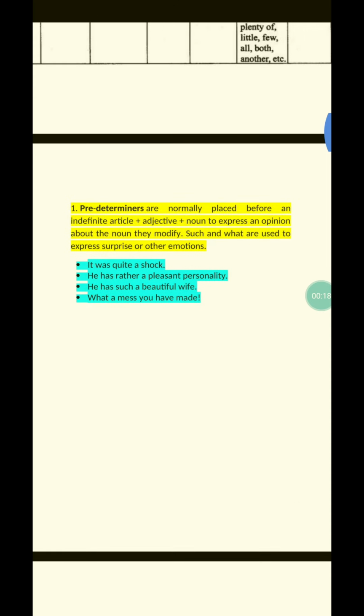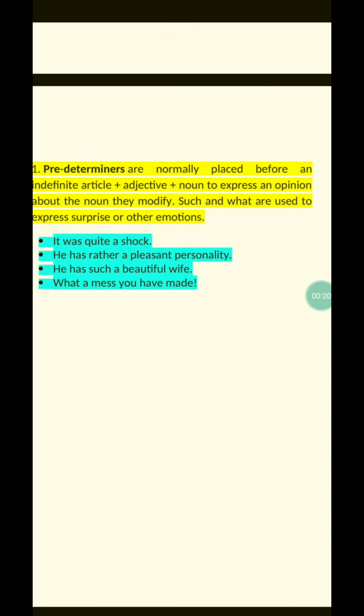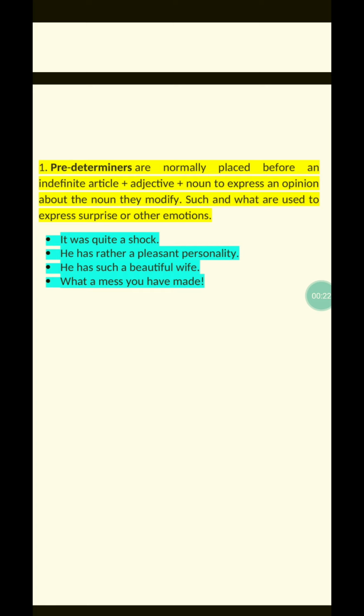First, predeterminers. Predeterminers are normally placed before an indefinite article plus adjective plus noun to express an opinion about the noun they modify. Such and what are used to express surprise or other emotions. For example, it was quite a shock. So, children, here you can see the word quite is a predeterminer which has come just before the determiner a.